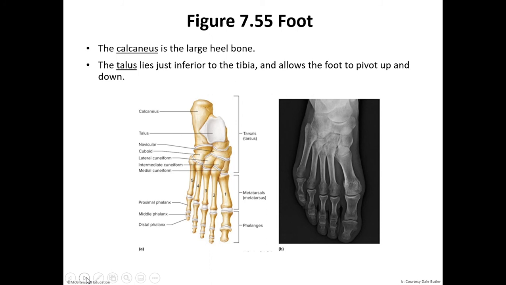The heel bone, that's the calcaneus. The talus is what the tibia sits on. And you can see the individual bones coming across here. These are tarsals. All of these are tarsals. And then metatarsals, and then phalanges.